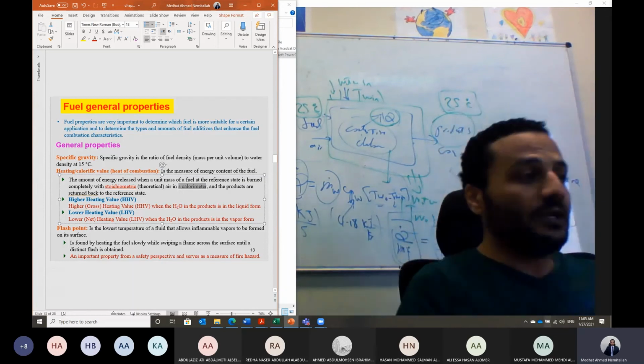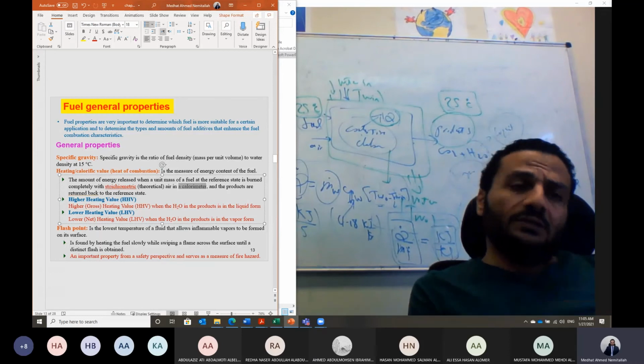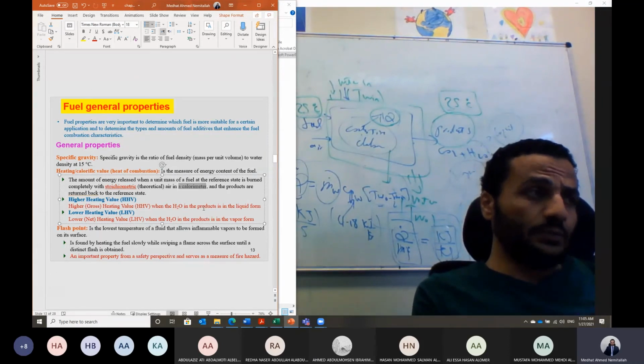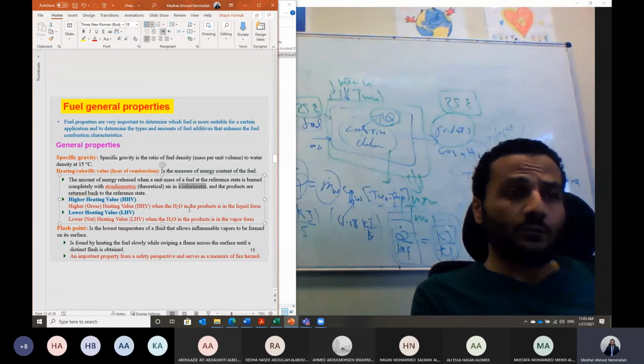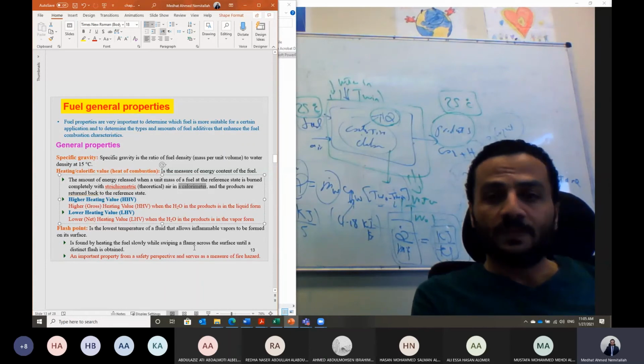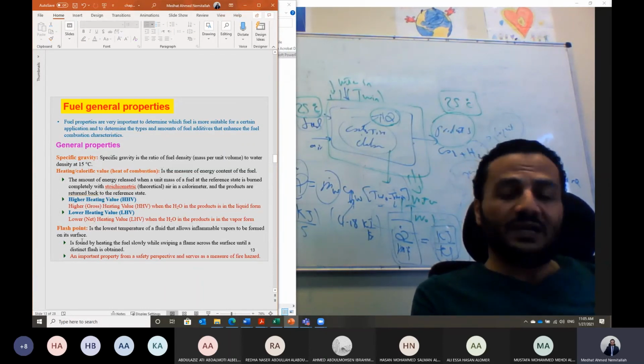So lower heating value or higher heating value, usually the difference is not big. It is the latent heat of vaporization of water. So this is the difference. If the water is in the liquid form, we call it higher heating value. If it is in the vapor form, we call it the lower heating value. Next, flash point.